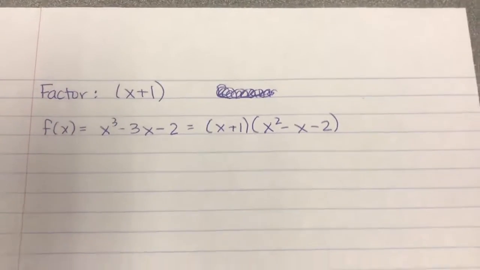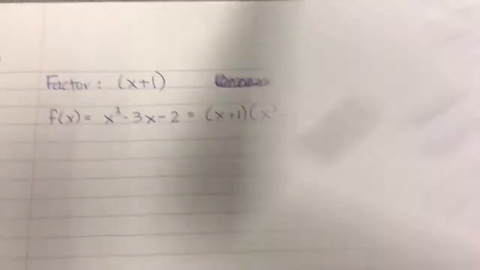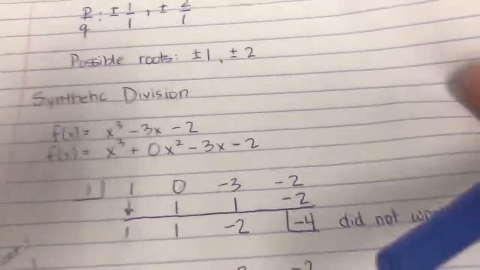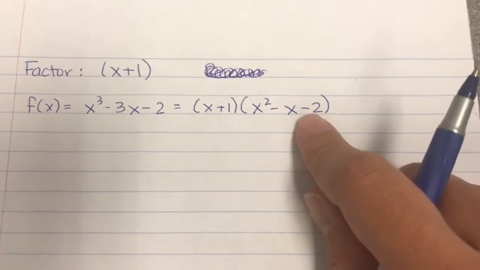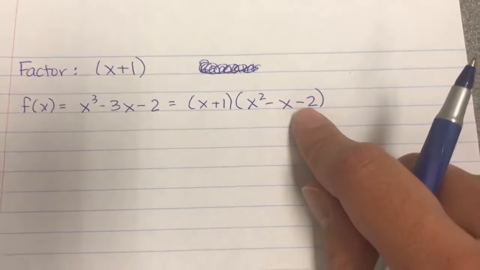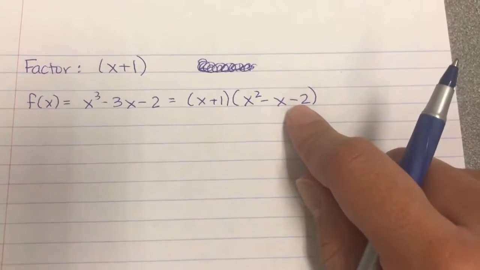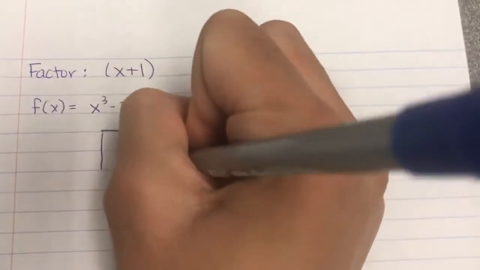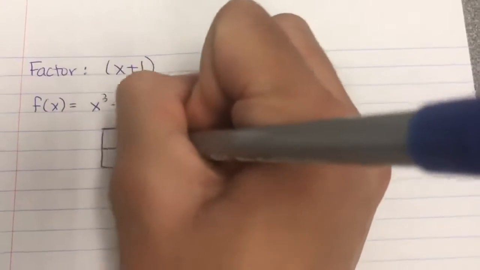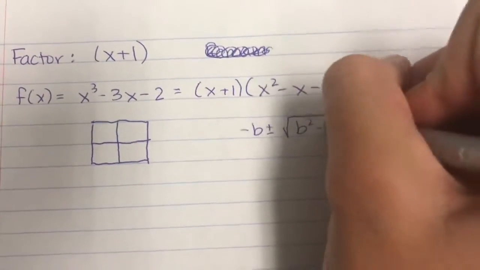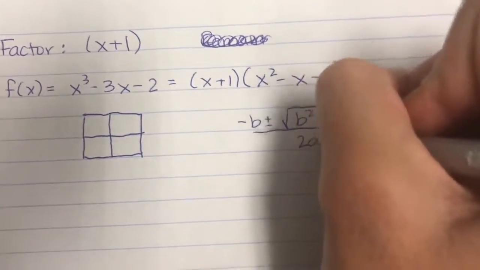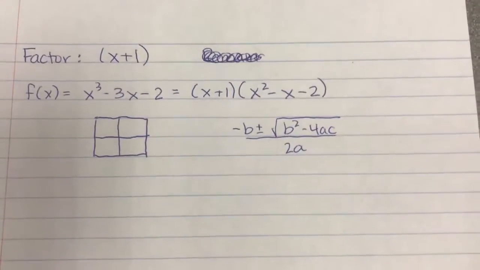And I could keep doing synthetic division. I could continue to check my rational roots, test them using synthetic division. But luckily, Algebra 2 taught us a really nice option for quadratic polynomials. We could try a Punnett square, or we can use our quadratic formula. So Punnett square is an option, or quadratic formula to find the remaining zeros or roots.